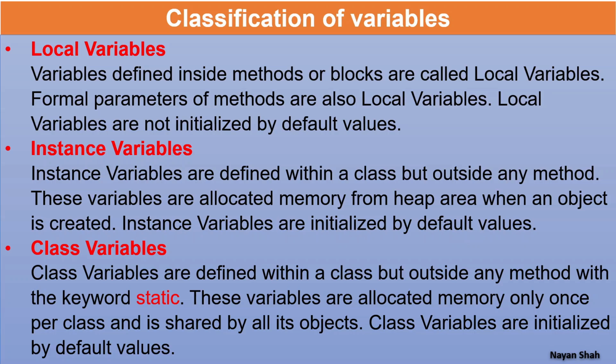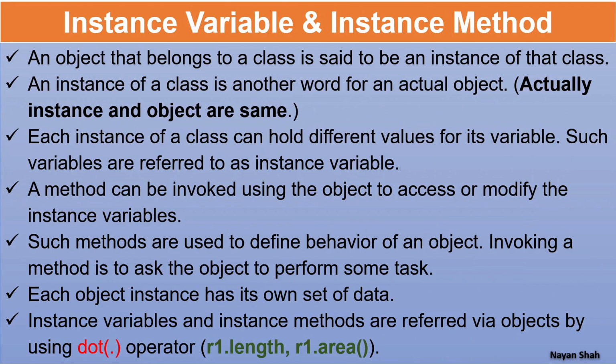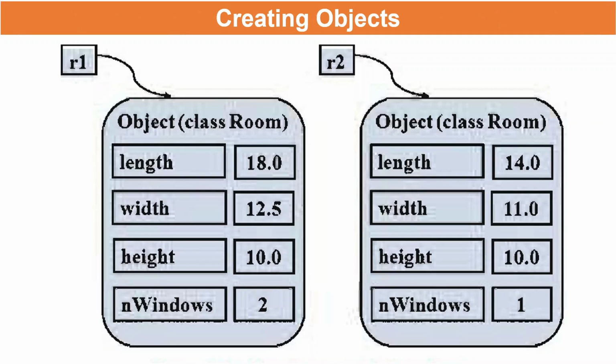So class variables are initialized by default values again. Remember, as you see, these are instance variables and they occupy different space as many objects as we create. So there are two lengths, but one is in R1 and another is in R2. Both will occupy separate memory space.